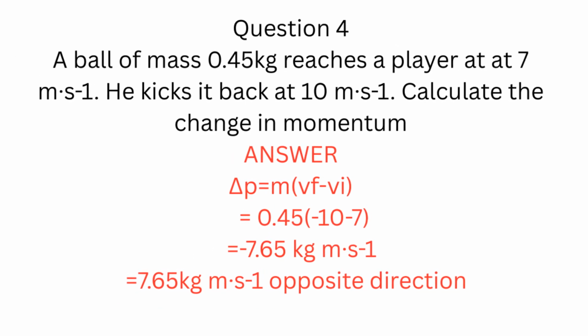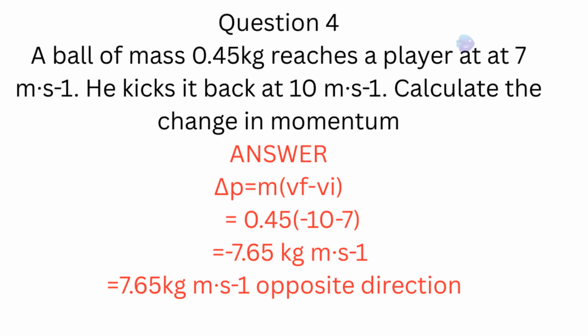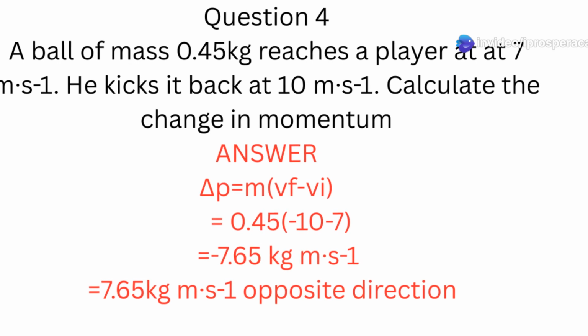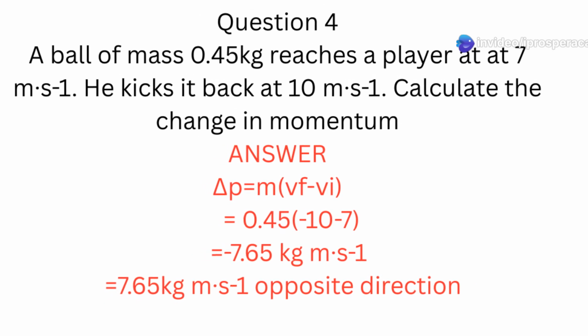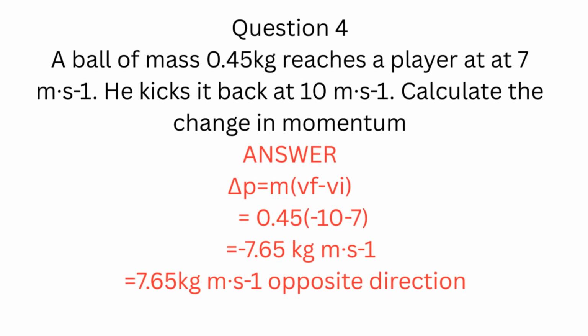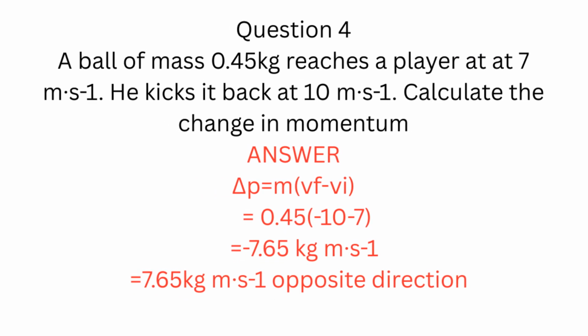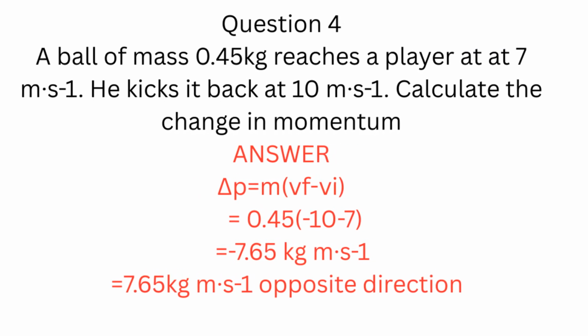The change in momentum, delta p, is given by m times the final velocity minus the initial velocity. So that's 0.45 times negative 10 minus 7, which equals negative 7.65 kilogram meters per second. In the opposite direction, this is 7.65 kilogram meters per second.